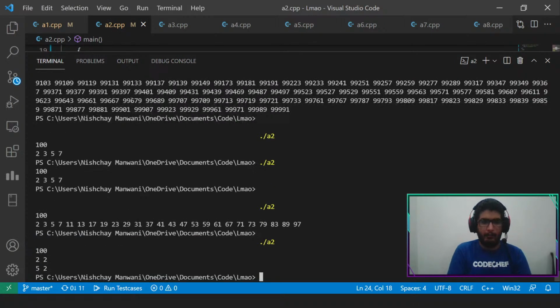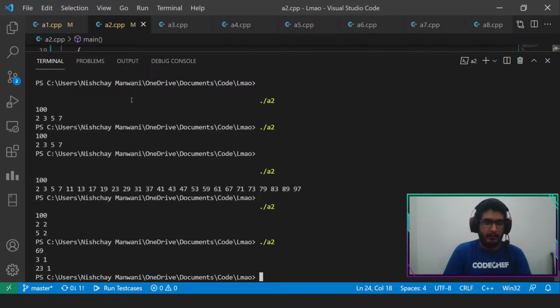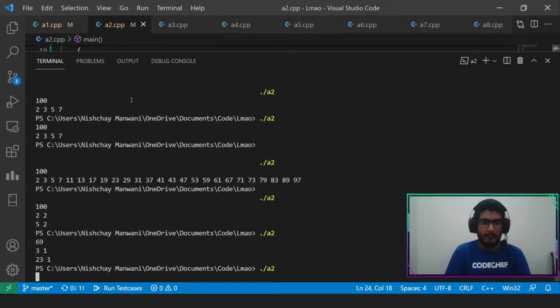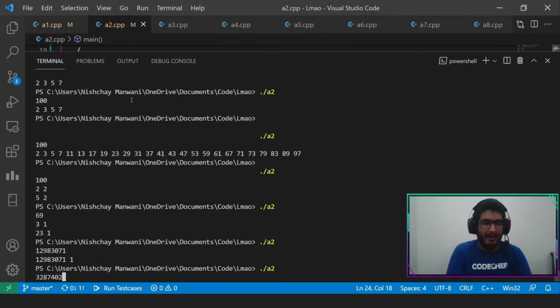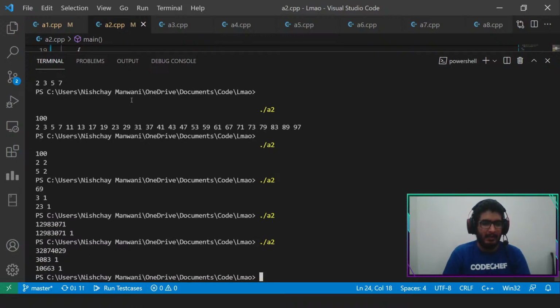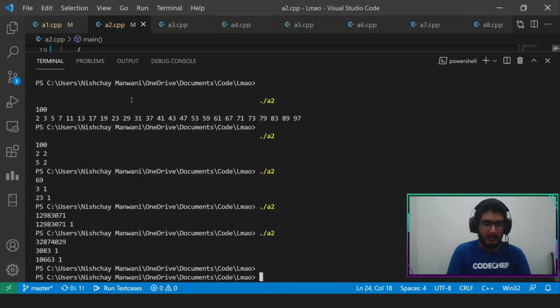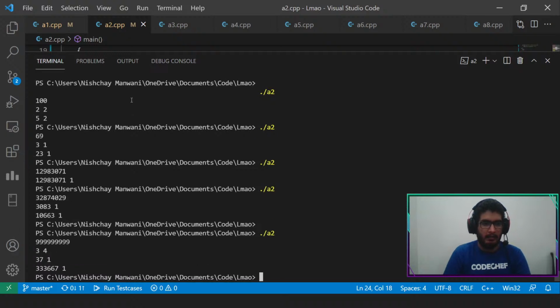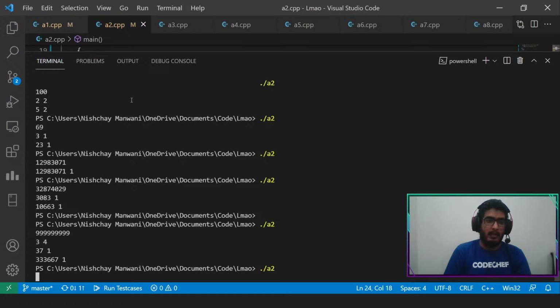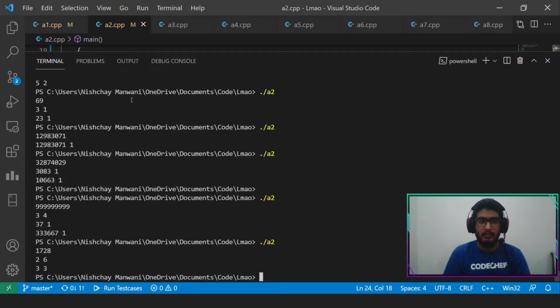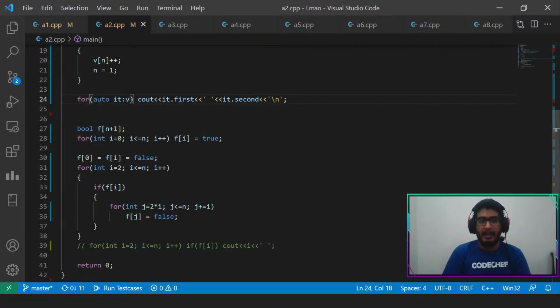Let's put 100. It would be 2 square into 5 square. Let's put 69. That would be 3 to the power 1 into 23 to the power 1. Let me put something big. It's a prime number. Let me put another big number. It's a product of two primes. Let me put 9. It's 3 to the power 4 into 37 to the power 1 into 33667. Let me put something else. 1728. That's 2 to the power 6 into 3 to the power 3, right? So it is working.